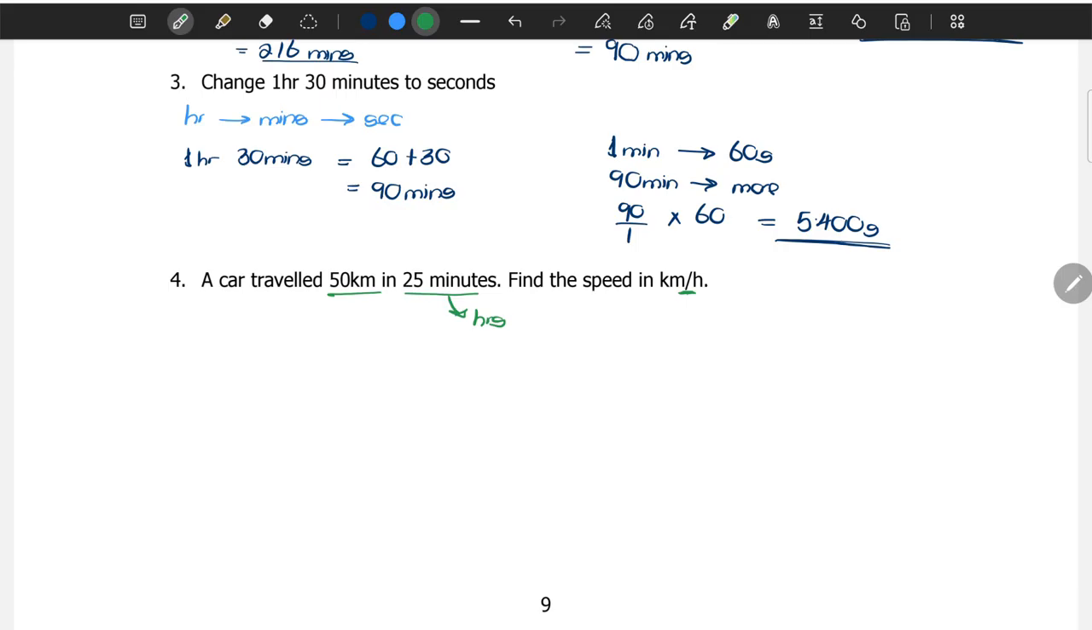So there are different approaches to doing a question like this. One of these, for example, I would say, change time to hours. So we have 25 minutes.